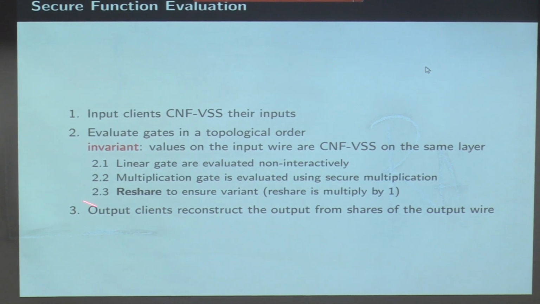You want to move it. Of course, you cannot duplicate it because it will corrupt enough parties to break it. So you have to reshare, and reshare is easy to do. It's just multiplication with 1. And once the output wire has been computed, it can be reconstructed at the output client, and this finishes the protocol.